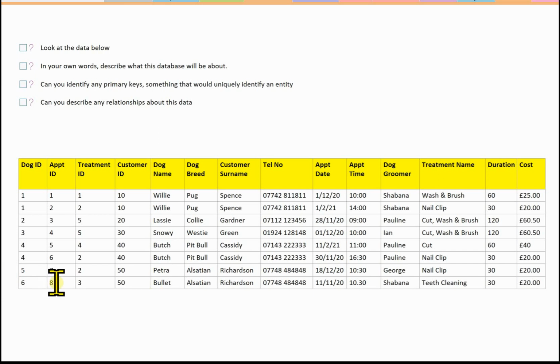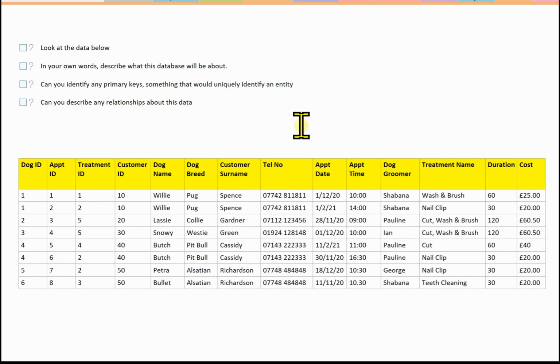Now let's have a look at these treatments. Can a treatment be given at more than one appointment? And the answer to that is yes, because if we look at treatment number 5, cut, wash and brush, that's being given to 2 separate appointments, appointment 3 and 4. And if we look at that nail clip, for example, number 2, nail clip, that's being given to 3 separate appointments. So a treatment can be given at many appointments, but an appointment only has one treatment.